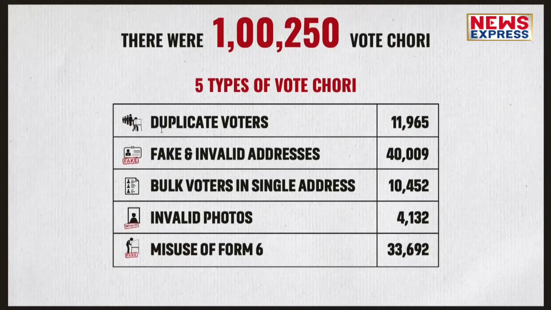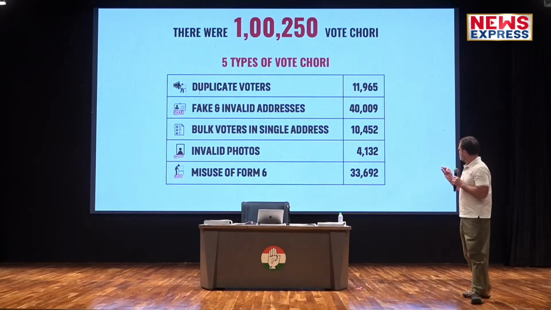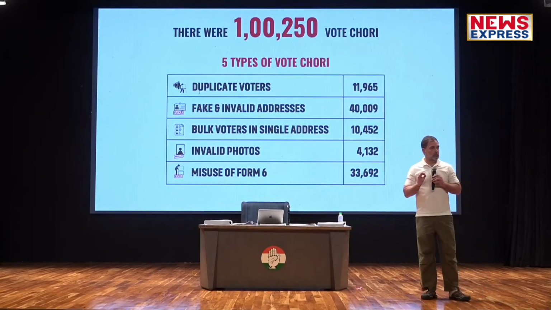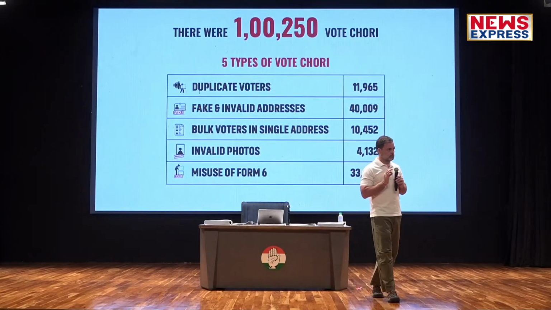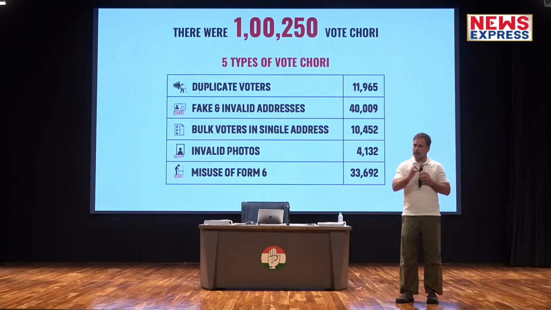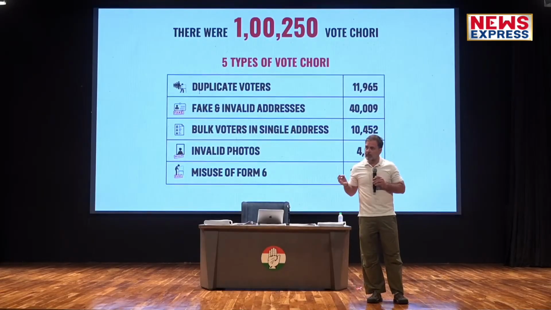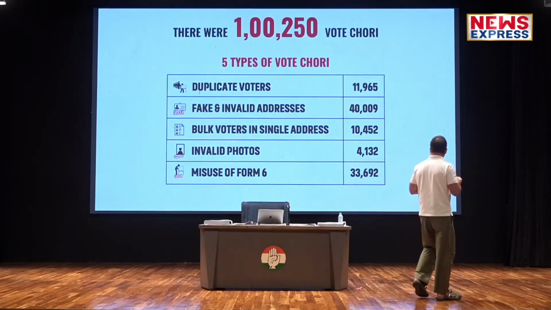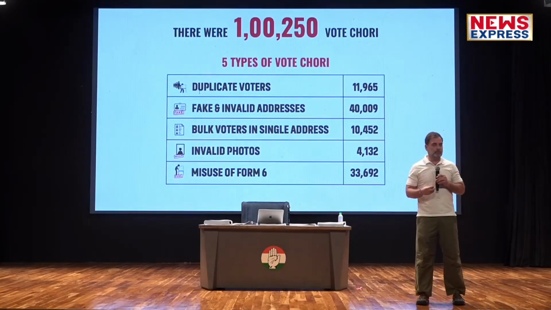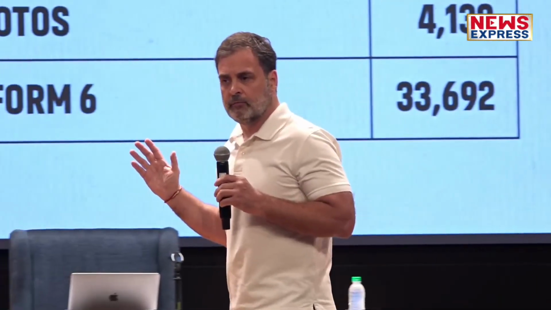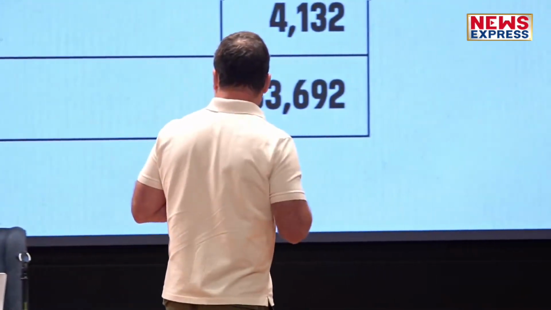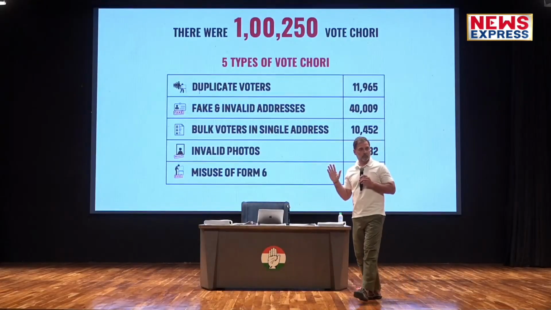What is the total number of votes in the assembly? So out of 6,50,000 total votes in the assembly of Mahadevapura, 1,250,000 votes were stolen. They were stolen in 5 different ways. The first way, duplicate voters. One voter appearing multiple times on the voter list. Fake and invalid addresses. Voters who didn't have addresses or were just fake addresses. Bulk voters in single address. One building, 50 people, 60 people, one bedroom house, but we go there, no 50 people living there. No record of those people ever having living there. One family living in that house. Invalid photos, photos which you simply cannot see or no photos existing of theirs on the polling list.